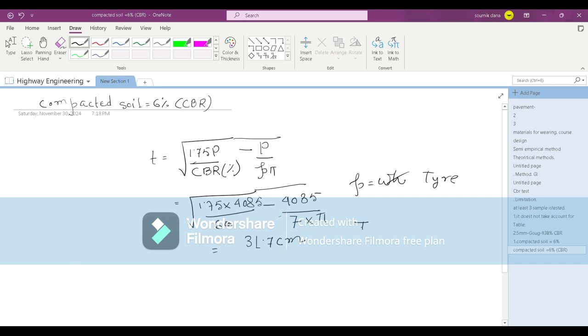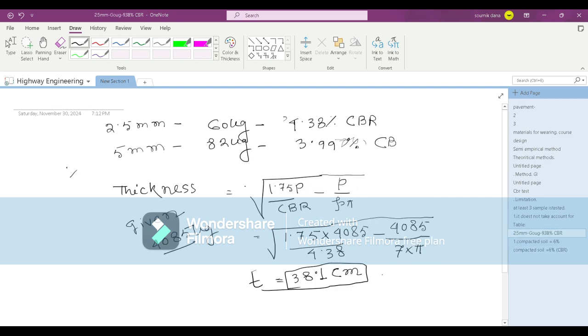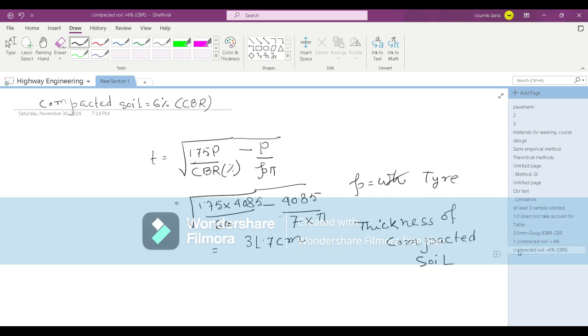So the thickness of the compacted soil is this 38.1 minus 31.7 centimeter, equal to 6.4 centimeter.